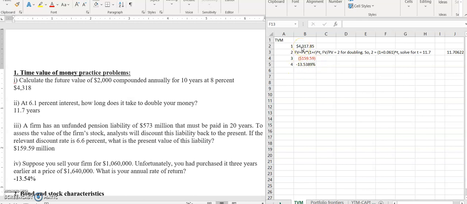Okay, here are a few time value of money problems. They are just to help you get started. So here's problem number one.